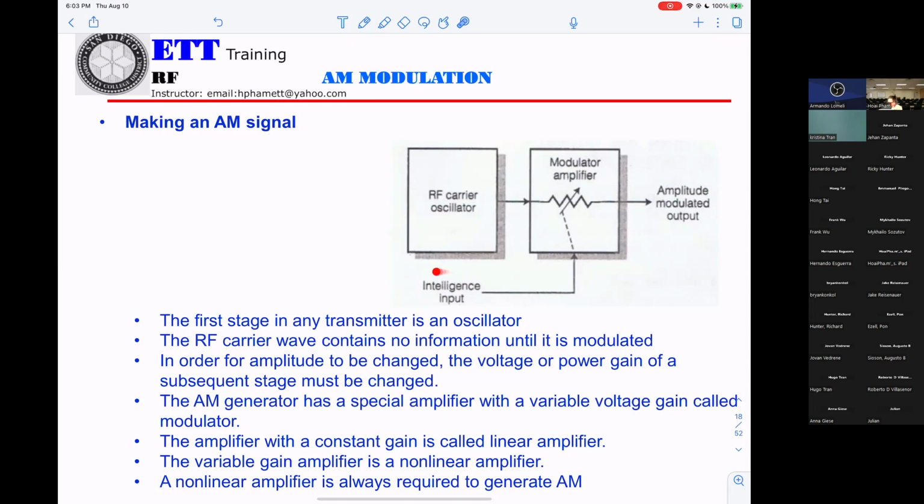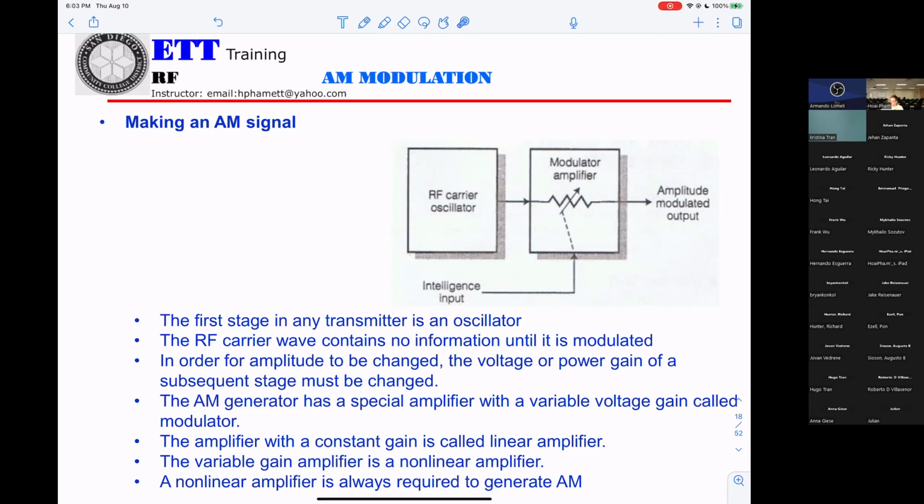And another one in, the intelligent input, that means your voice. Okay, carrier coming in, your voice coming in. Inside, that's what they call the modulator amplifier. Okay, and after they are done here, they come out as the amplitude modulated output.